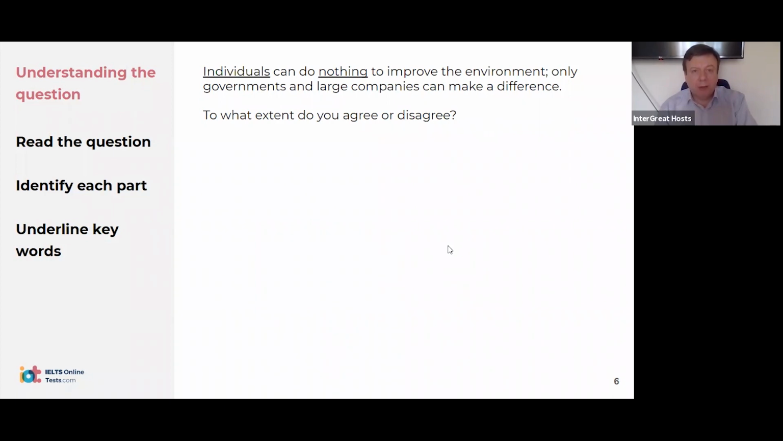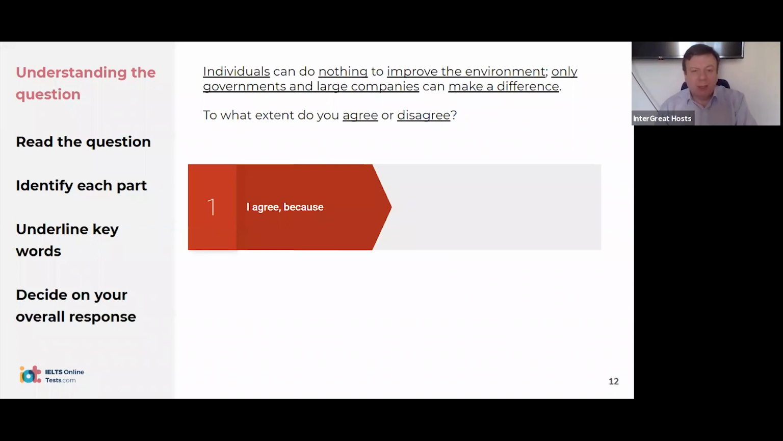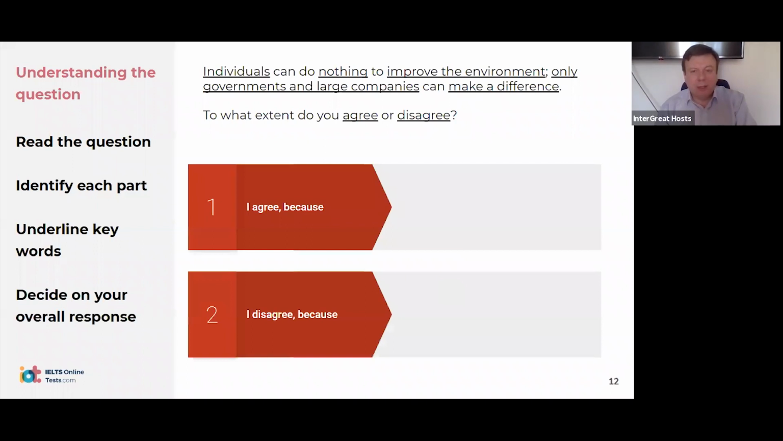Let's have a look. Individuals can do nothing to improve the environment. Governments and large companies make a difference. Agree, disagree. So we need to decide on what our opinion is going to be. You must have an opinion, otherwise you're not going to be able to write an essay. So the first opinion is you could agree, and then you could disagree.